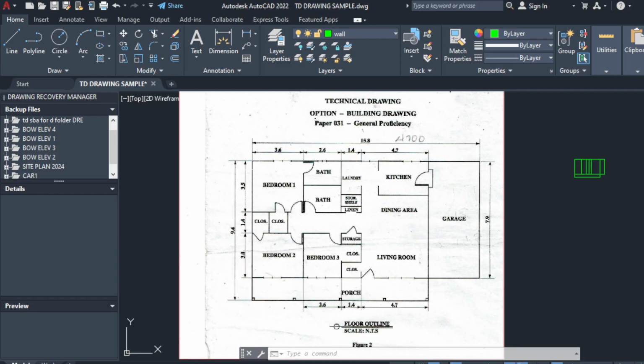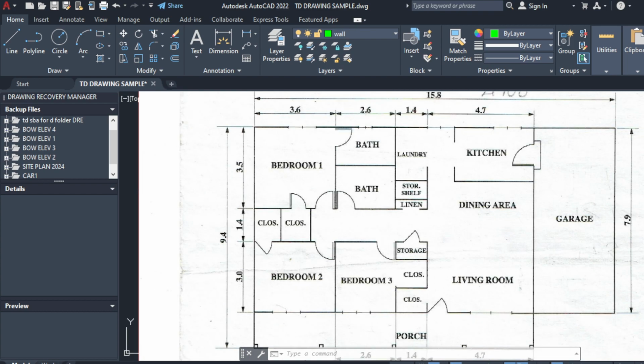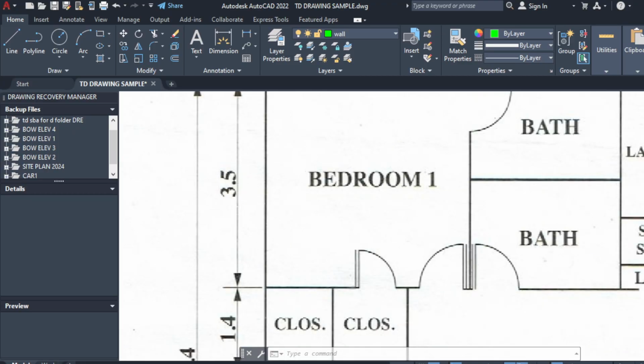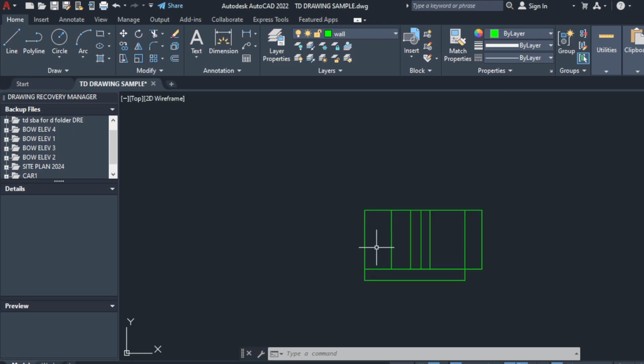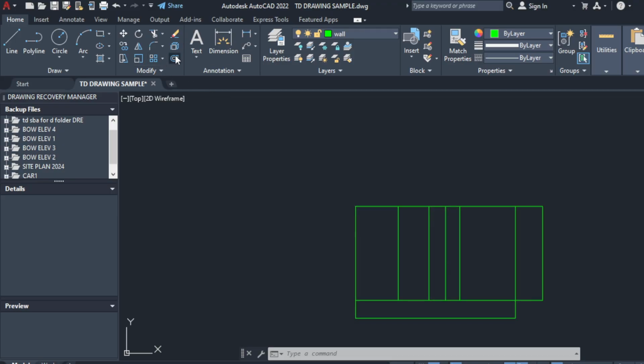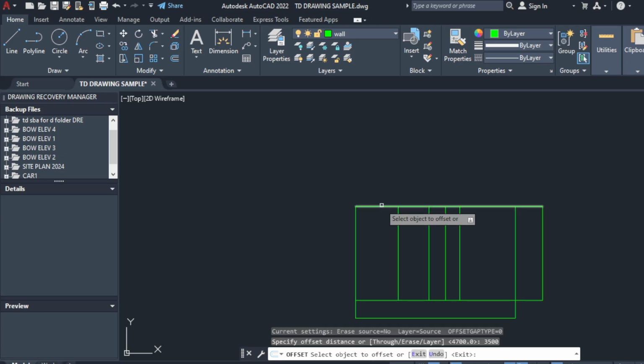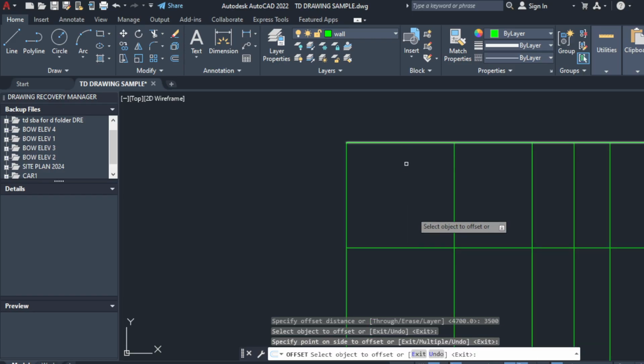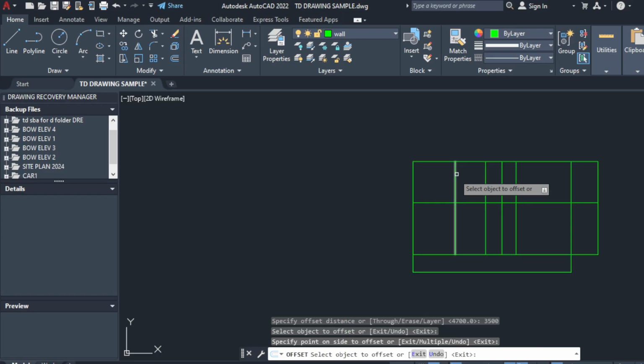from top coming down. So the width of the bedroom is 3.5 meters, equivalent to 3,500 millimeters. So I'm going to offset that measurement. Offset 3,500, enter. I select the line, I paste it downwards.